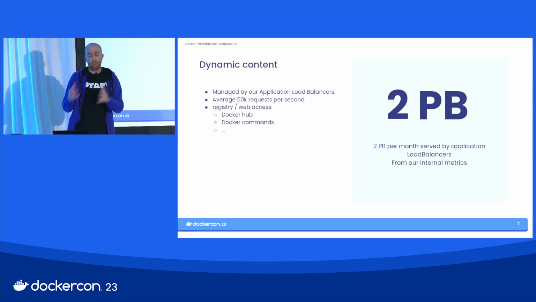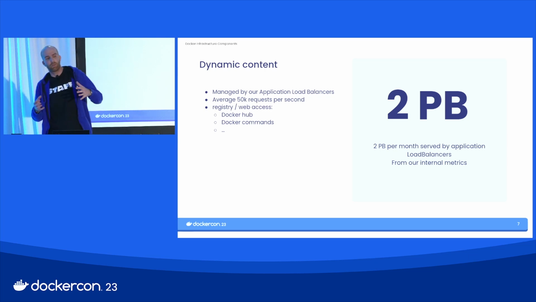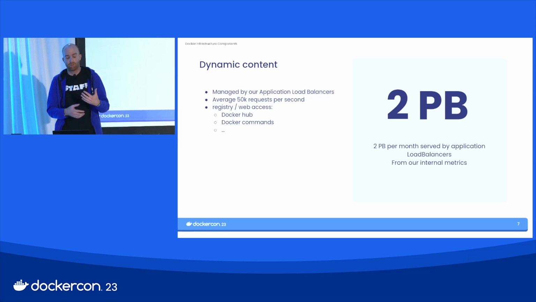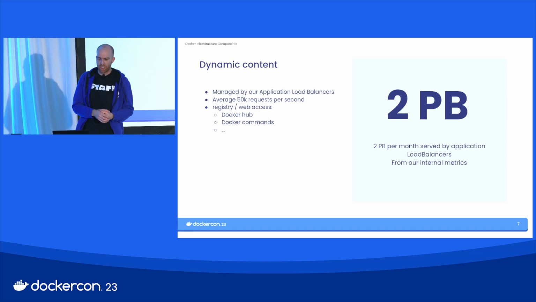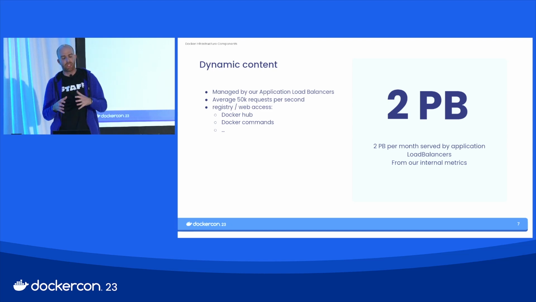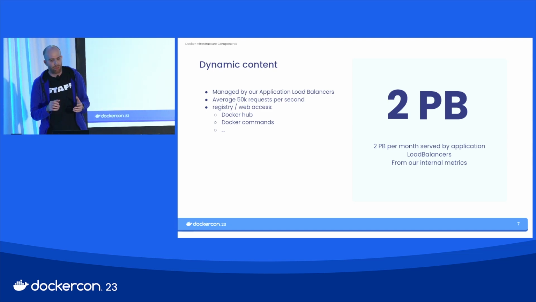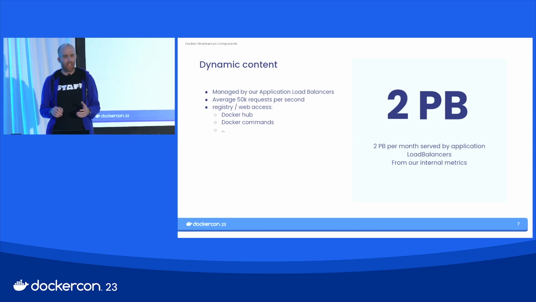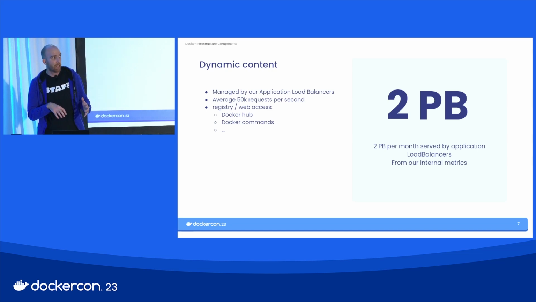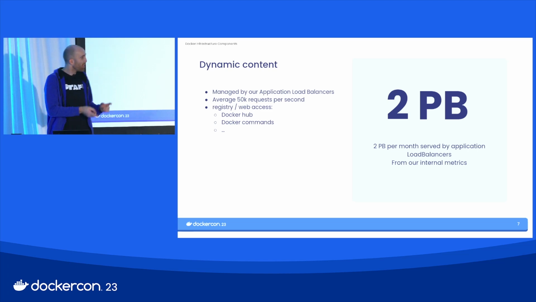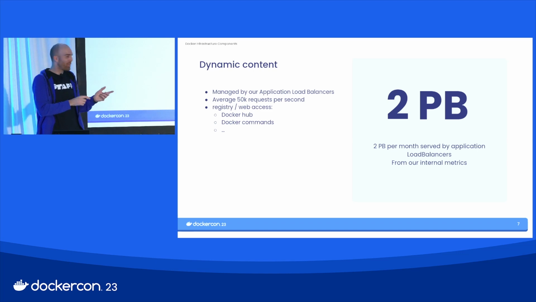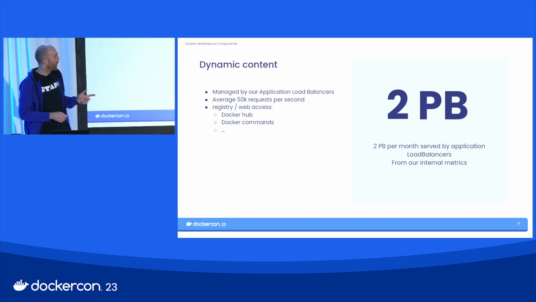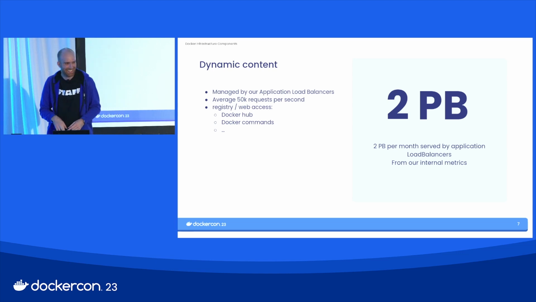And we also have some dynamic content, so for all our websites and all, making requests to our databases. All of that is behind our application load balancer. And we have an average of 50,000 requests per second. Here it says 30,000, but it's more 50,000. I think it was not up to date.